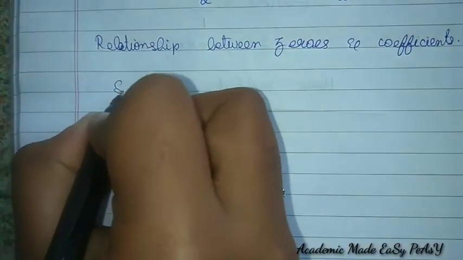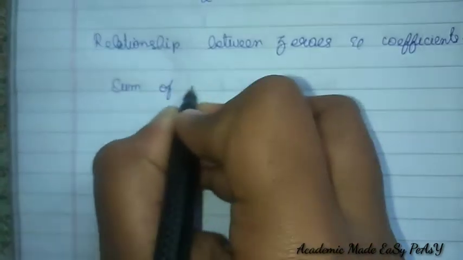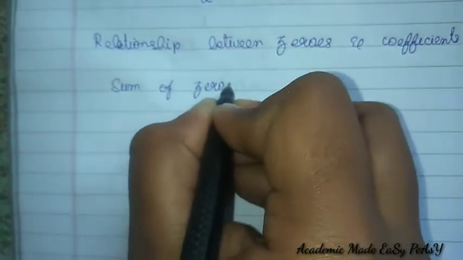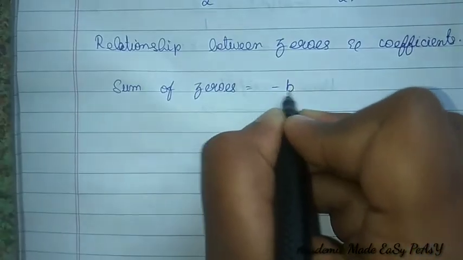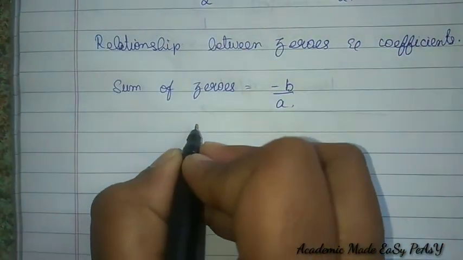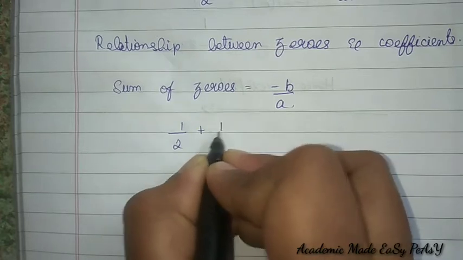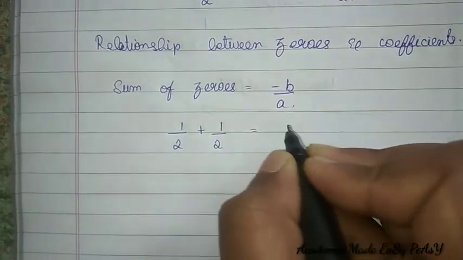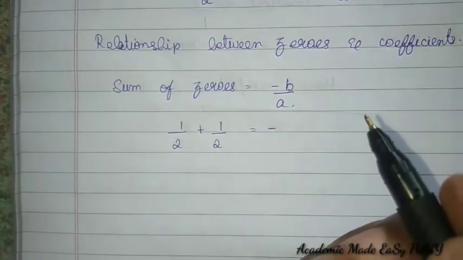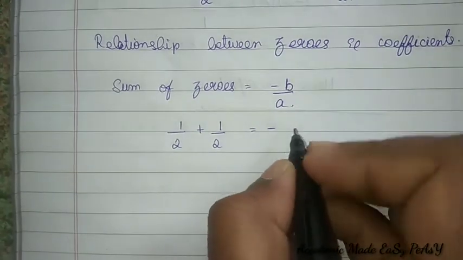So now first, the sum of zeros is equal to minus b by a, isn't it? So my alpha is 1 by 2 plus my beta is also 1 by 2. And what is my b? B there it was minus 4.